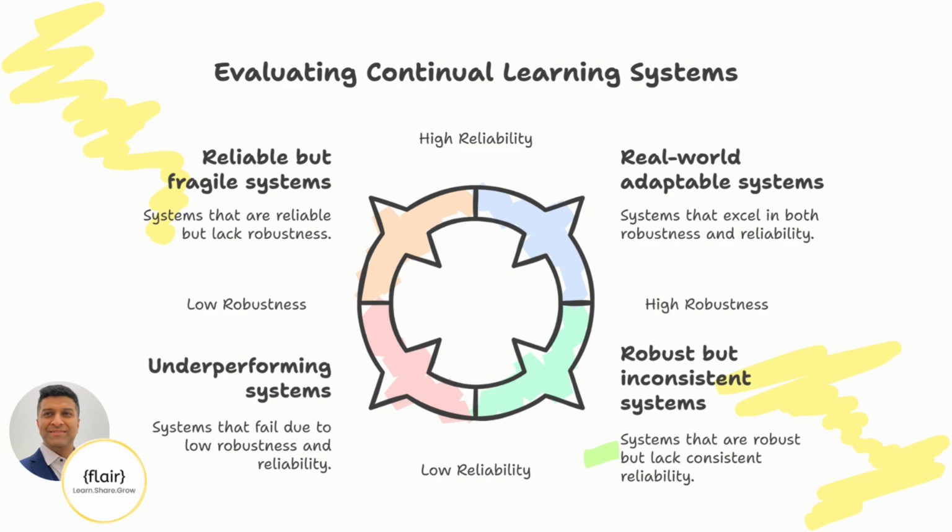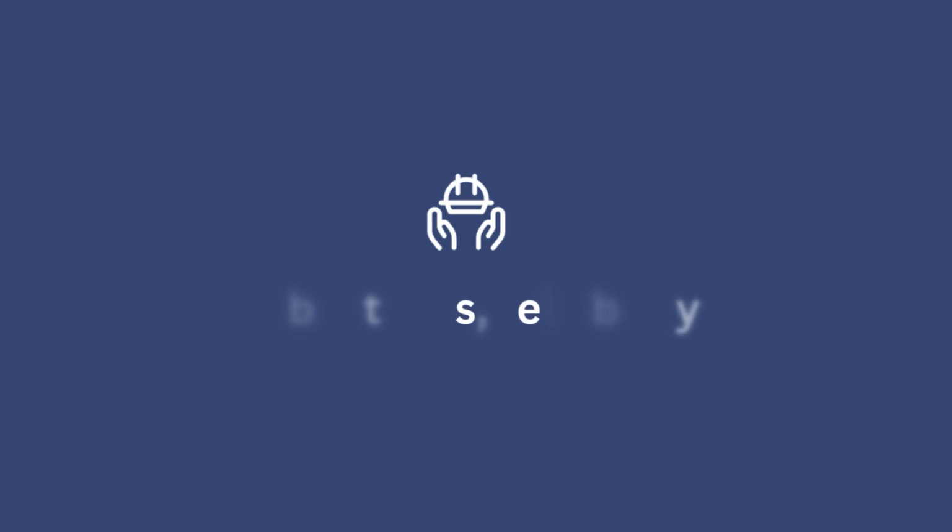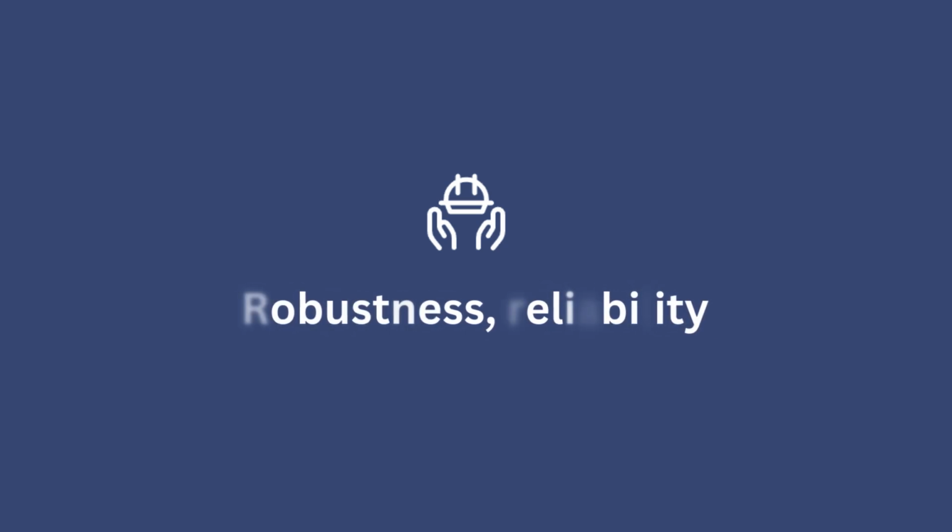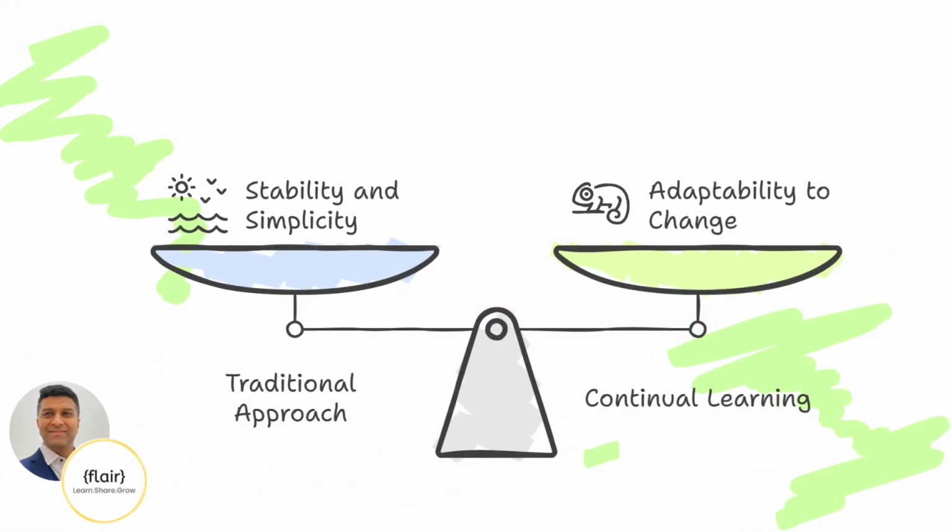It's one thing to talk about continual learning in theory, but when it comes to production, that's a whole different ballgame. Robustness, reliability, it's got to work in the real world. So, why is continual learning such a big deal anyway? I mean, the traditional approach, train your model, deploy it, and call it a day, has worked pretty well for a lot of applications, right?